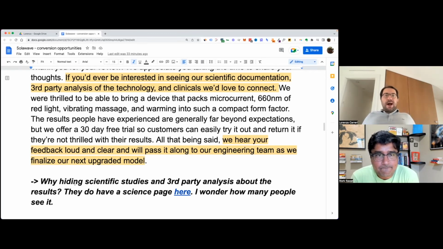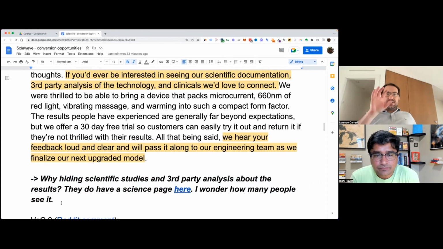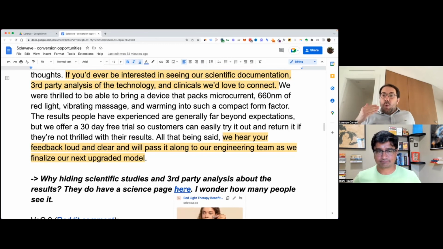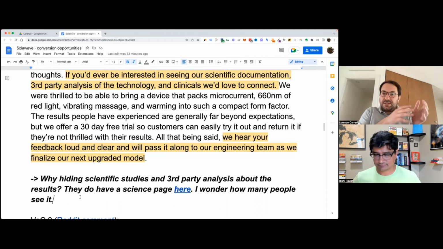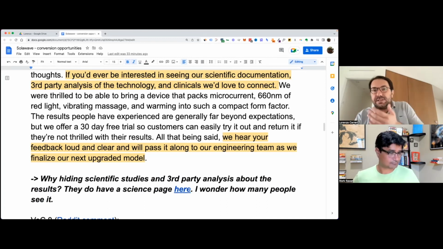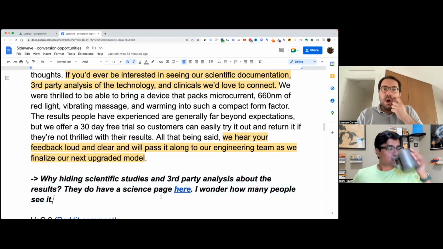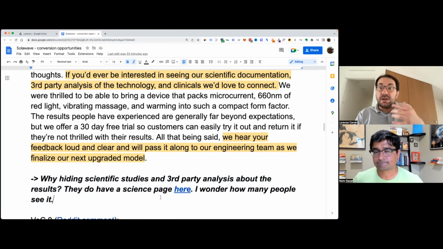Yep. My thought and question around this statement that comes straight from the company is, why hide scientific studies and third-party analysis about the results and just say, hey, reach out to me if you want to see them, right? They do have a section on the website where they show off the scientific studies and the third-party analysis they've done. So to me, it's like, link to that page, because there's a lot of juicy stuff. Another comment I had is, if scientific studies and third-party analysis are important in the decision-making process, I wonder how many people actually see that page where they talk about it, right?